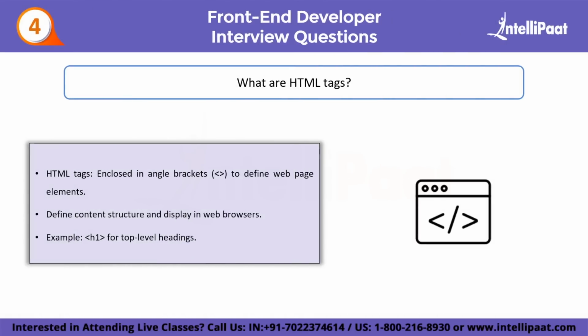Our next question is, what are HTML tags? The answer to this question would be, HTML tags are special codes which are used to define elements on a web page. They are enclosed in angle brackets and they usually come in pairs, which is an opening and a closing tag. The opening tag marks the beginning of an element and the closing tag marks the end. The content between these tags determines how the element appears or functions on the web page.